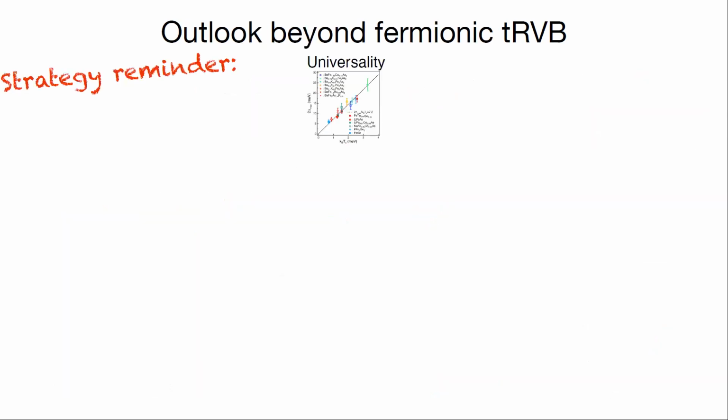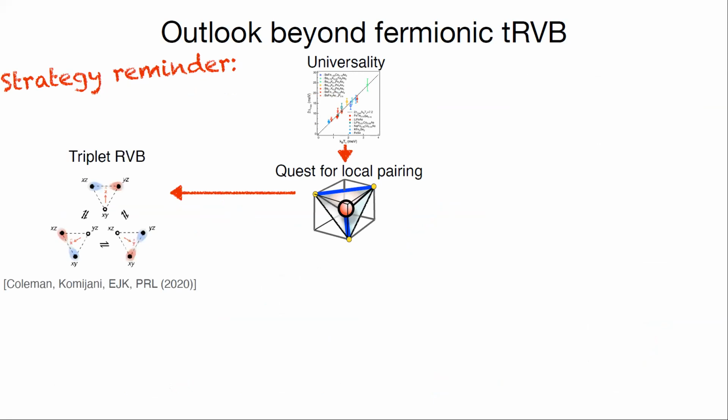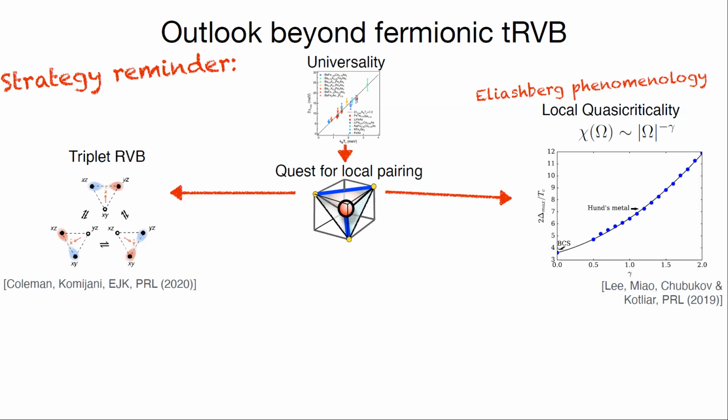Now I want to briefly show an outlook beyond this fermionic TRVB mechanism that we've looked at so far. As a strategy reminder, what we have experimentally as an input is this universality in delta over Tc, and we argue that this should lead to some local pairing mechanism. We discussed triplet RVB, which, as I mentioned, is a local pairing mechanism stabilized by Hund's. There are other approaches, which are more phenomenological, also in some way local. A suggestion is that in a Hund's metal the spin susceptibility has a power law form, omega to the minus 1.2. And if you do an Eliashberg theory with this, a purely phenomenological model, you end up with 2 delta over Tc being 7.2.